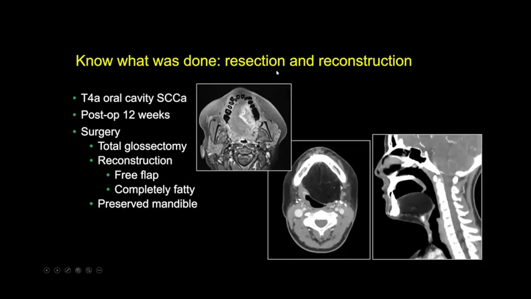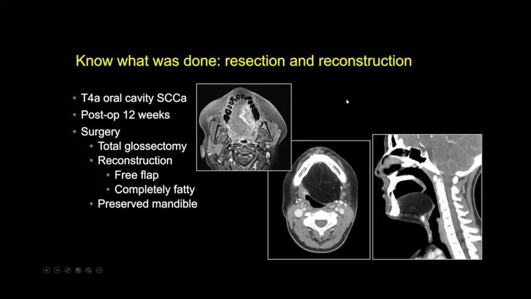In those patients who have had a resection and a reconstruction, the goal is to determine what kind of reconstruction they had and to carefully assess the flap. Here's a patient who had a T4A squamous cell carcinoma of the oral cavity. This has been resected. The patient has had a total glossectomy, and the oral cavity was reconstructed. The tongue was reconstructed with a fatty free flap. This is the initial post-operative image.